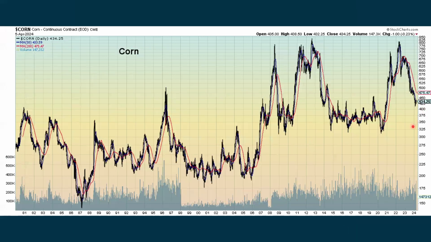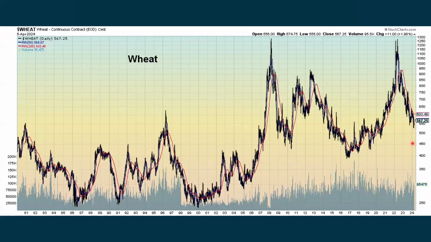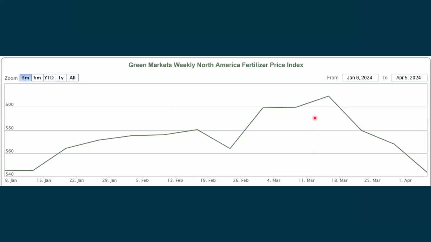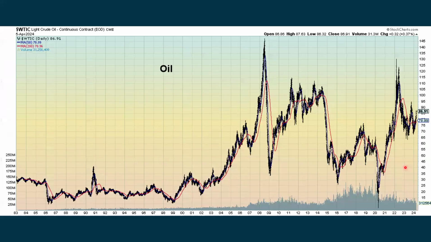Corn continues to be in a downtrend. Wheat is also in a downtrend. Fertilizer has also been declining recently for over the last 3 weeks to month or so. Oil, this has been going up mainly because of tensions that are in the Middle East, specifically between Iran and Israel, but the whole Middle East is really unsettled.